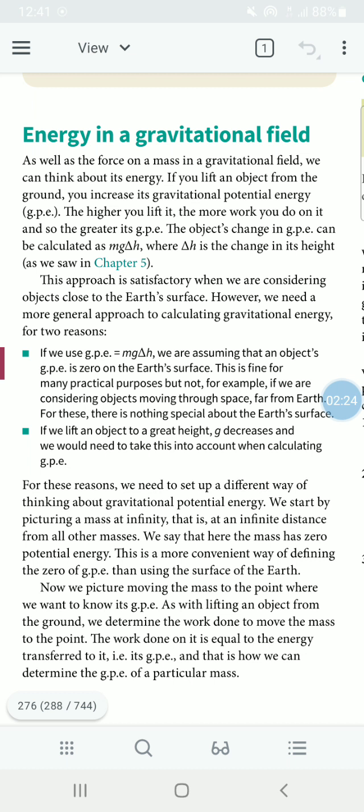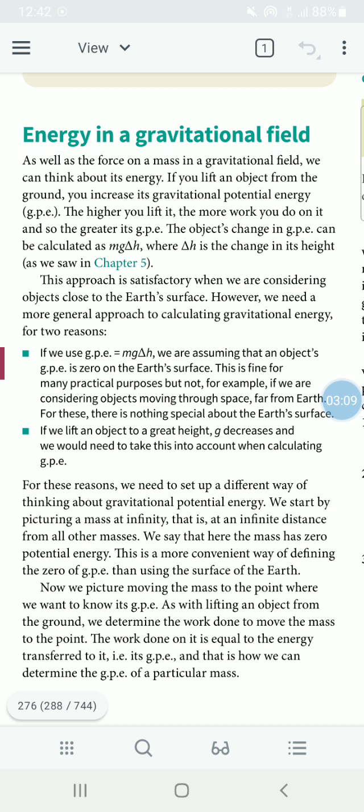For two reasons, we need a general approach to calculate gravitational energy. If we use GPE equals mg delta h, we are assuming that an object's GPE is 0 on the Earth's surface. But it is not 0, because we are not at the source of the gravitational field, which is at the center of the Earth. This is fine for many practical purposes, but not if we are considering objects moving through space far from Earth. For these, there is nothing special about the Earth's surface. We are talking about the center of gravity.